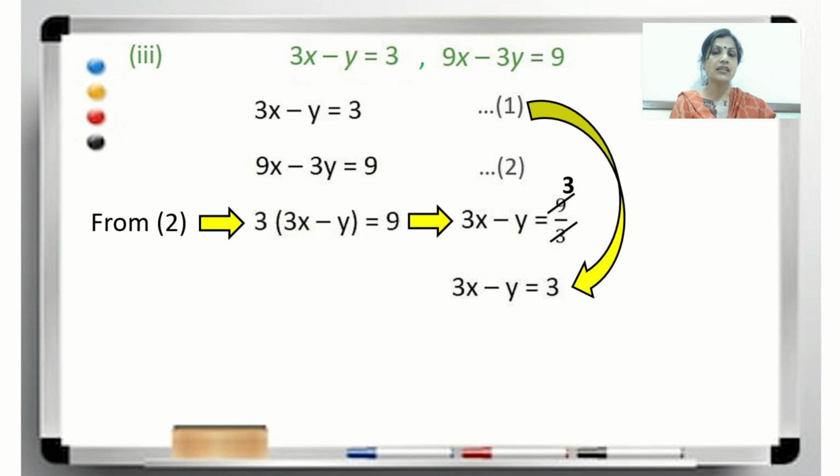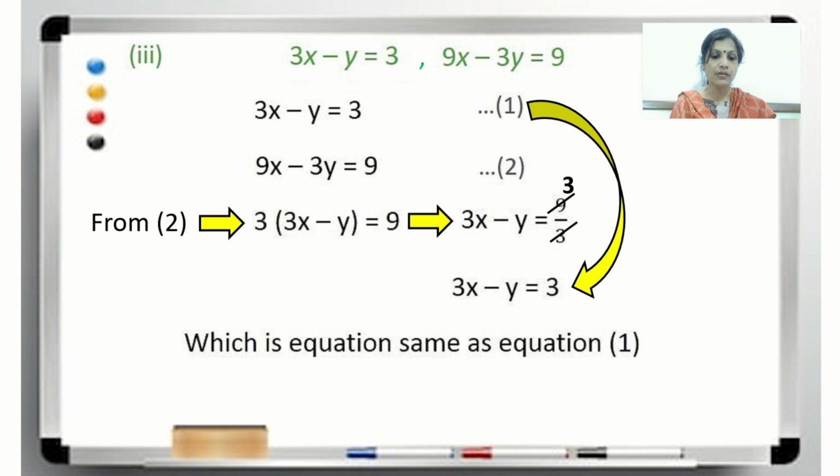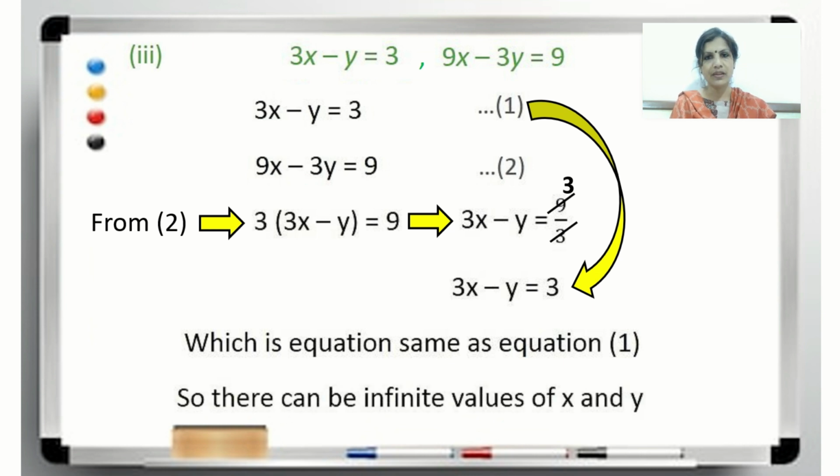You will observe that equation 1 and equation 2 are the same. Now, if both the equations are the same, that means the given pair of linear equations have infinite values of x and y. So there is no need for us to solve this because both the equations look absolutely similar. So we just have to write down that x and y have an infinite number of values. So this pair of linear equations has an infinite number of solutions.